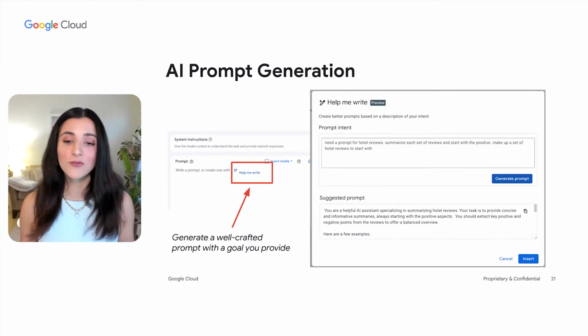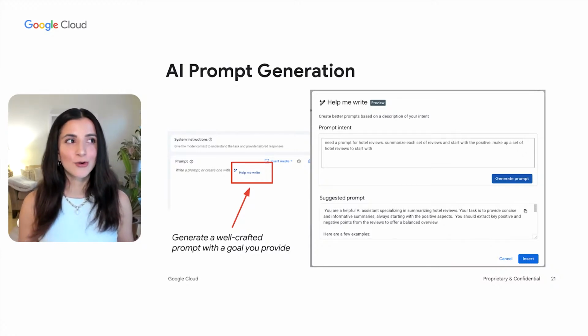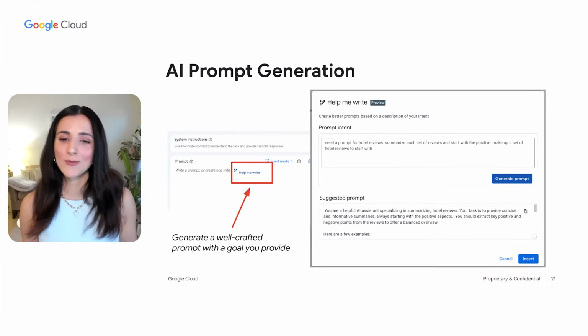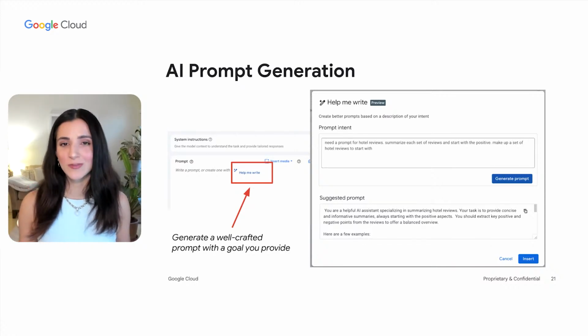It says you are a helpful AI assistant specializing in summarizing hotel reviews, etc. So I think this is really helpful, especially if you're new to prompting and you might not know all of the different tips and tricks and ways that people prompt. For example, saying something like you are a helpful AI assistant specializing in summarizing hotel reviews. If you're new to prompting, you might not know that that can be a really good thing to put at the beginning of a prompt. So that's kind of how I see this feature being particularly helpful.